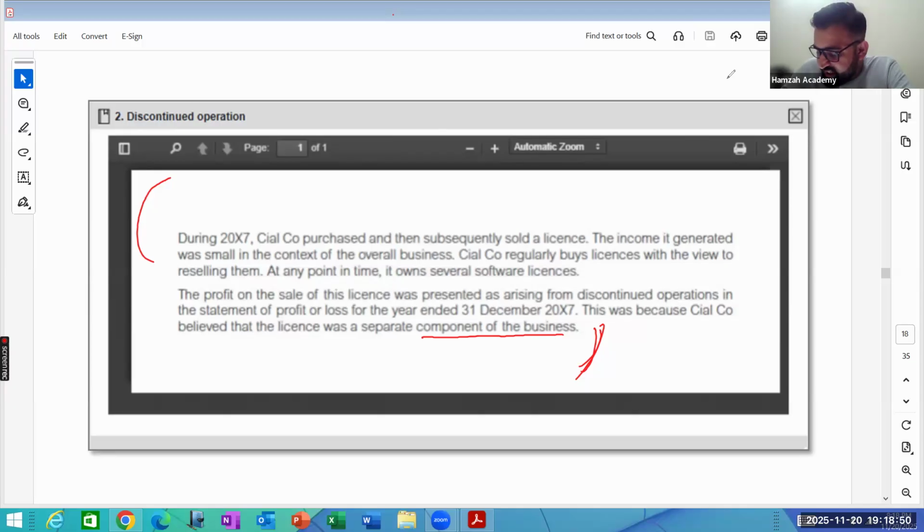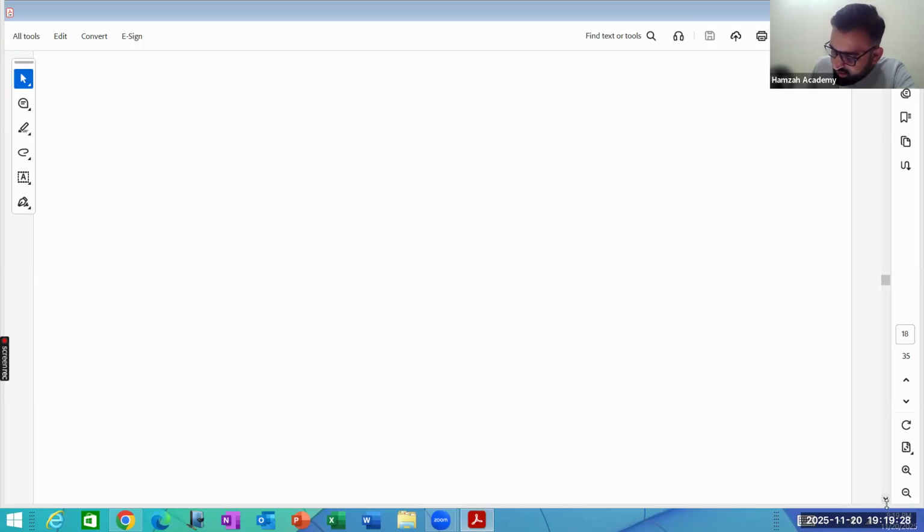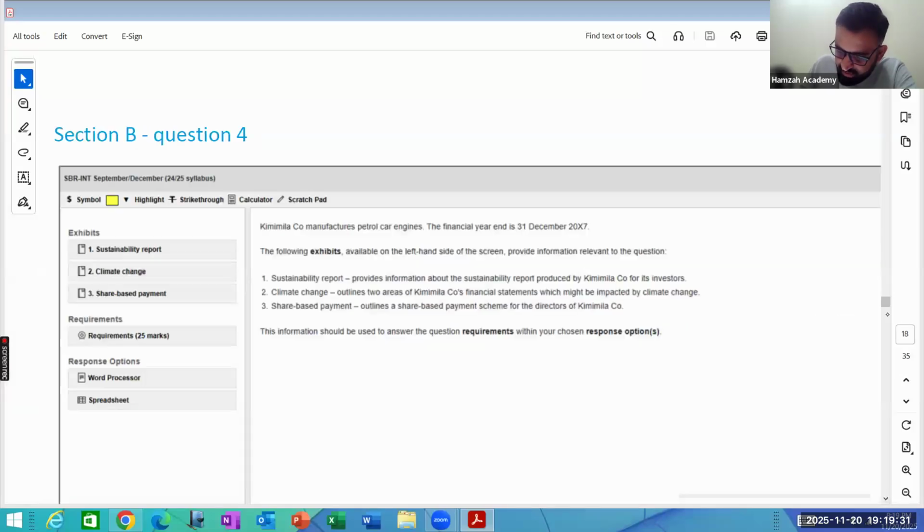Neither is it a major product line of the business or the major geographical area of the business. So to treat the sale of the license and the gain on the sale of the license, in my opinion, it should not be presented as a discontinued operation. Yes, it can be a non-current asset held for sale, and that accounting might be applied, but it cannot be treated as a discontinued operation.